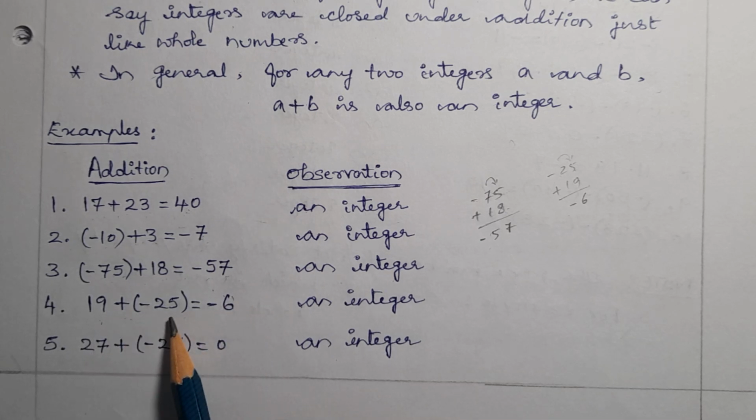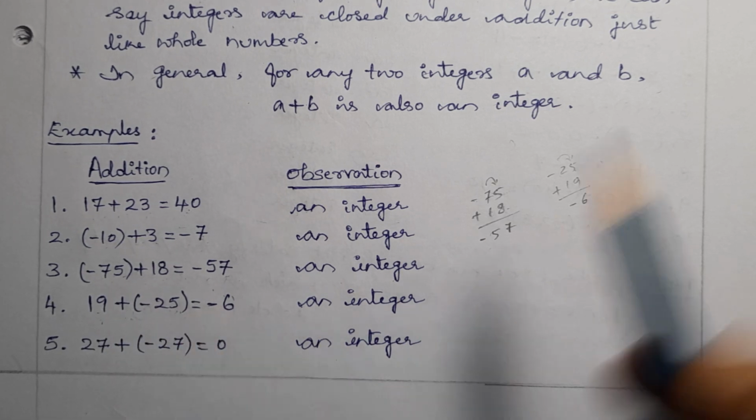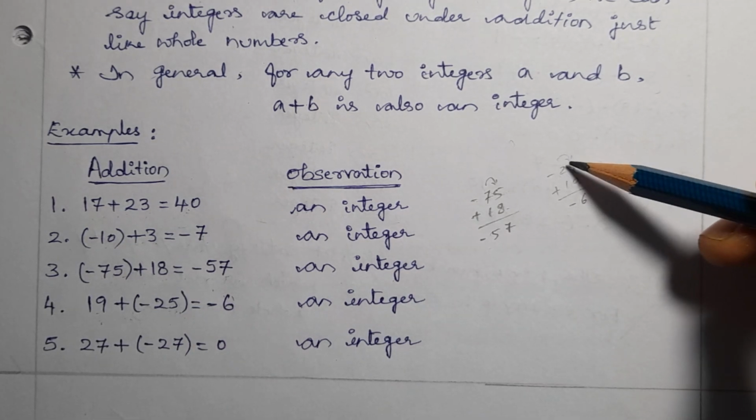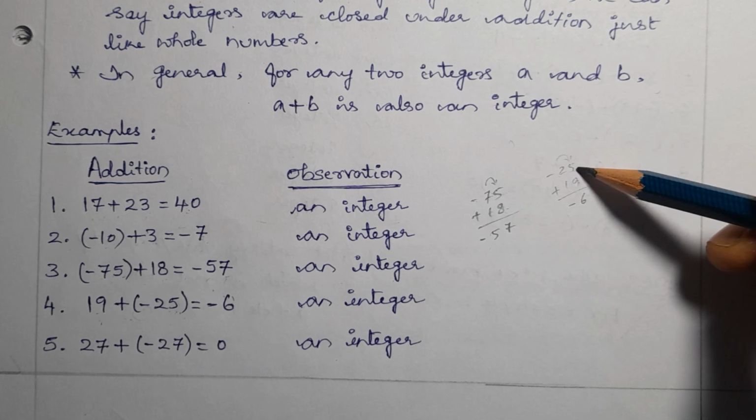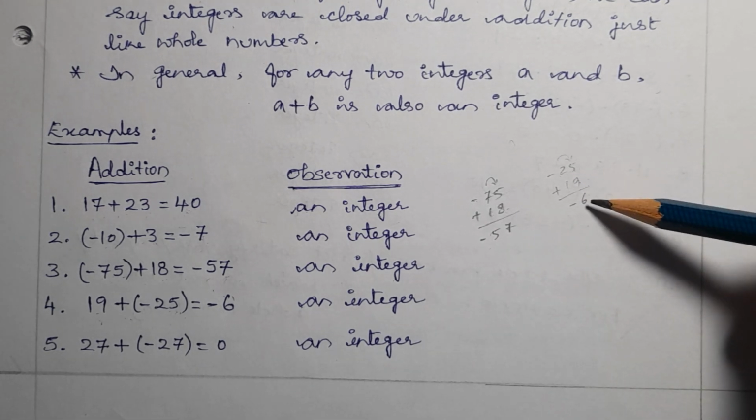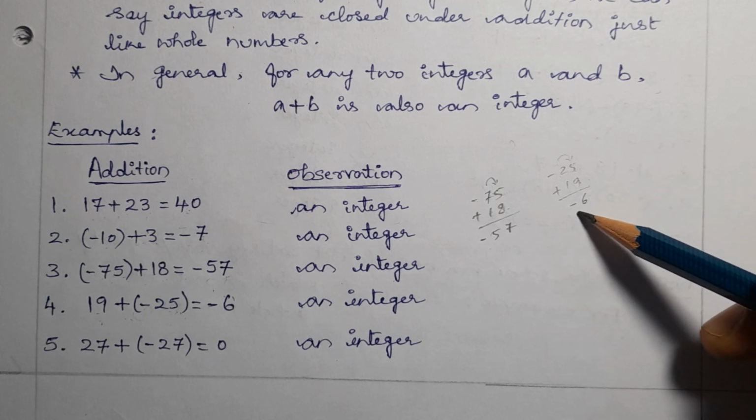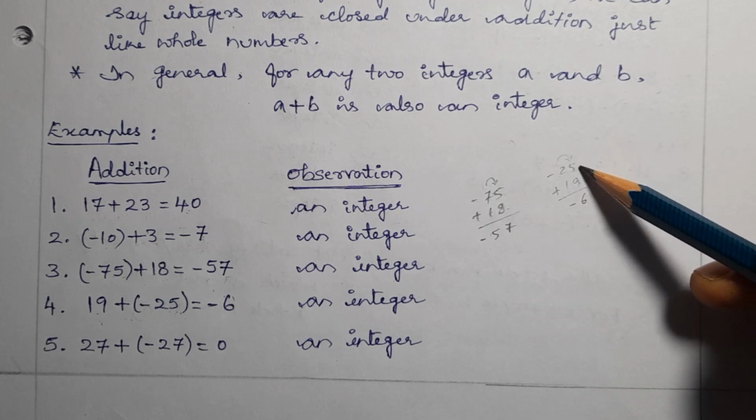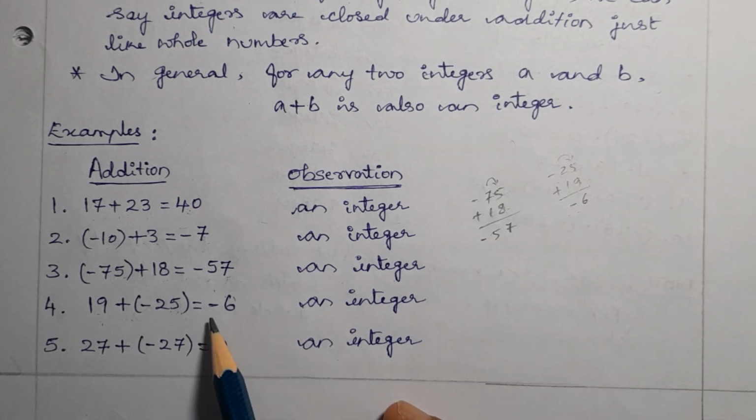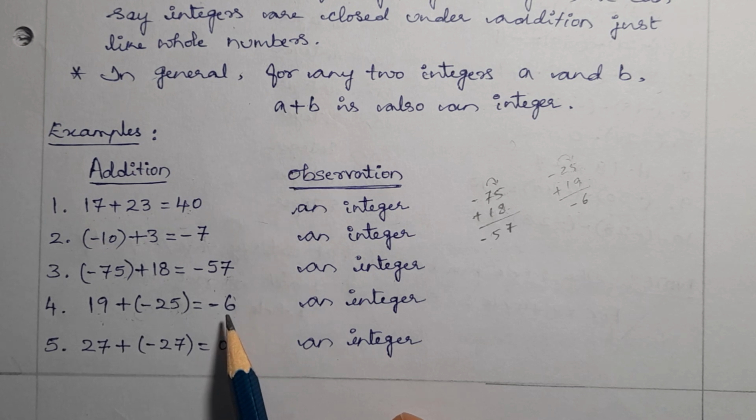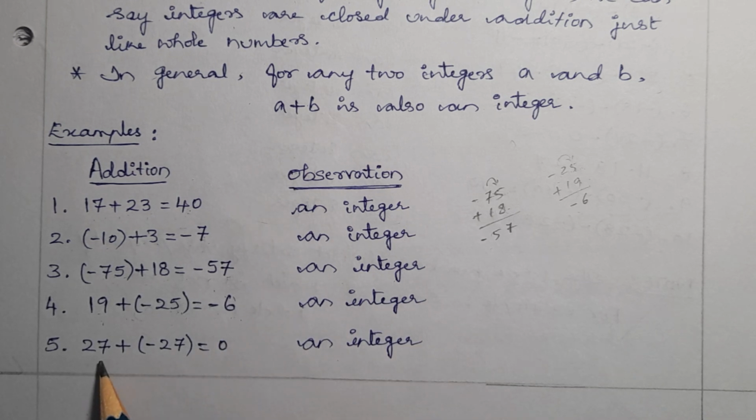Next, 19 plus minus 25, that is, minus 25 plus 19. Take one borrow from the tens place. We'll get 15. 15 minus 9 is 6. So, put a negative sign because the bigger integer is 25. That sign will be negative. So, put the negative sign here. Minus 6. This is a negative integer. Next example, 27 plus minus 27 equals 27 minus 27 is 0. So, this is an integer. 0 is also an integer.